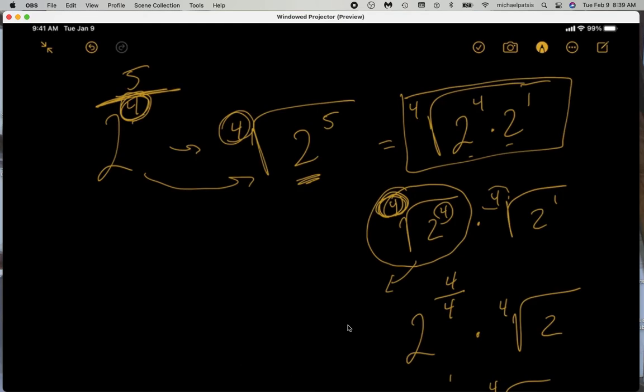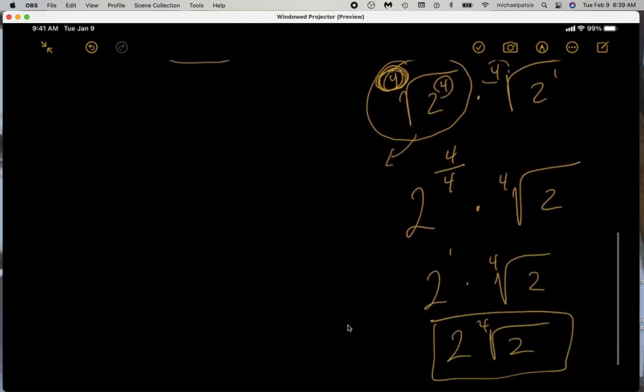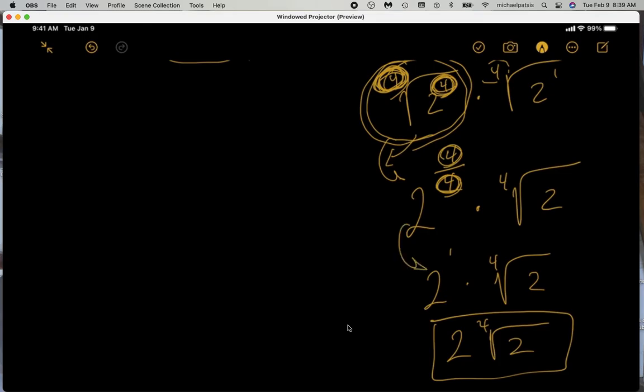This is the same as the 4th root of 2 to the 4th times the 4th root of 2 to the 1st. We convert this to a fractional exponent. This is our root. The root goes in the denominator. Here's our exponent. It goes in the numerator. This becomes 2 to the 1st, and you get your same answer.